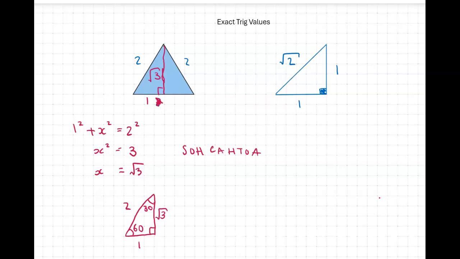then sine 30. So sine is opposite over hypotenuse. So I'm looking at 30. So opposite over hypotenuse gives me a half. Cos 30. So focus on the same angle. I'm here. I'm doing cos, so it's adjacent over hypotenuse.